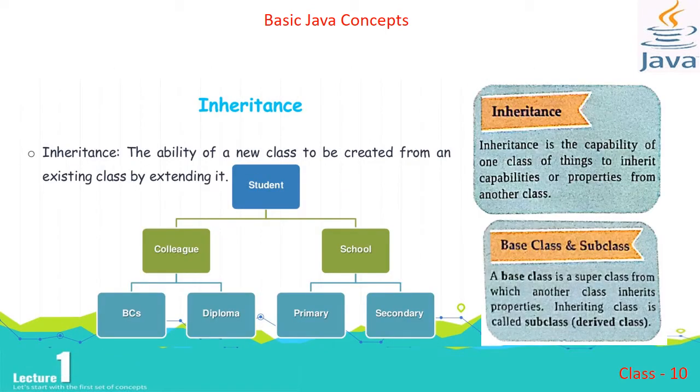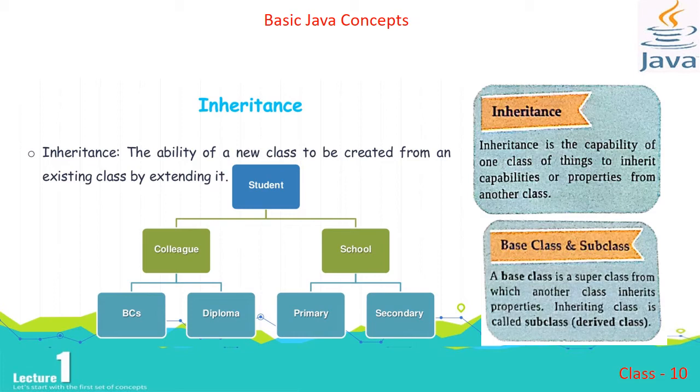Now the word inheritance. We are all familiar with this word. We acquire certain properties or features from our parents. That is again inheritance. Now what is inheritance here? It is the ability of a new class to be created from an existing class by extending it. That is, inheritance is the capability of one class of things to inherit the capabilities or properties from another class.